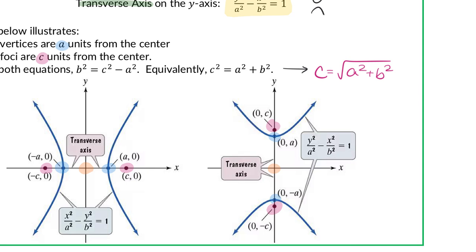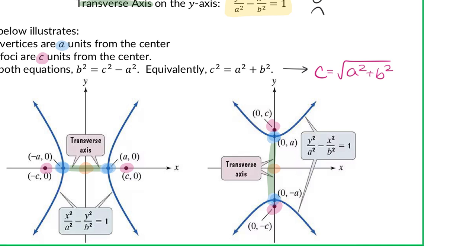Let's just add a few more color things here to our graphs, just because it'll be nice. We have our transverse axis, just to make sure we see where that is. And then we're good. There's no minor axis here yet.